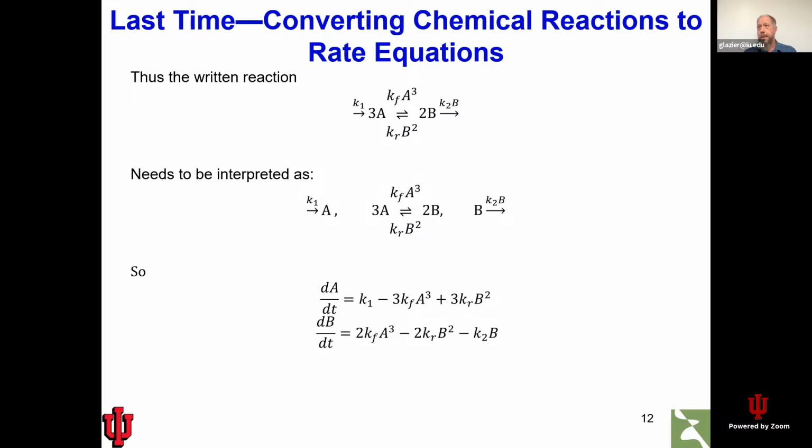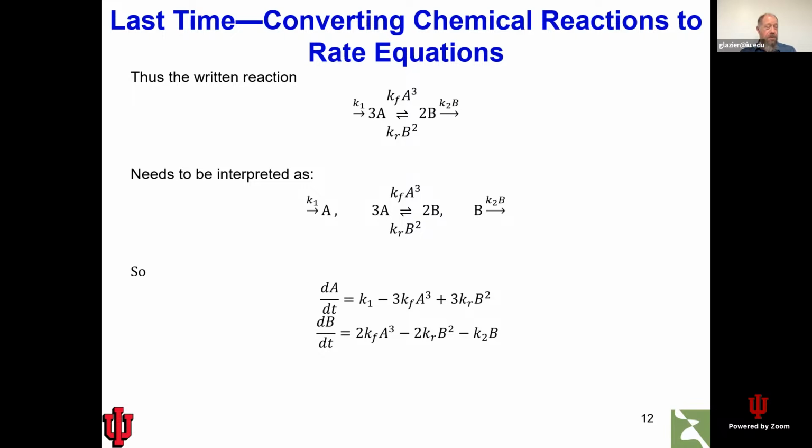William, go ahead. Yeah, wait, I'm confused. Why is it 3 KRB squared? Shouldn't it be 2? Do I not understand? That's a good question. So that's the thing that also is a bit confusing.